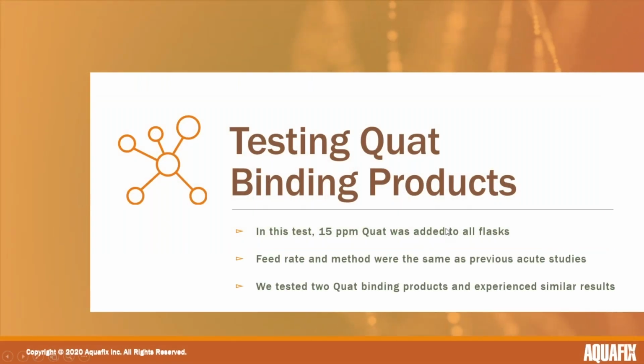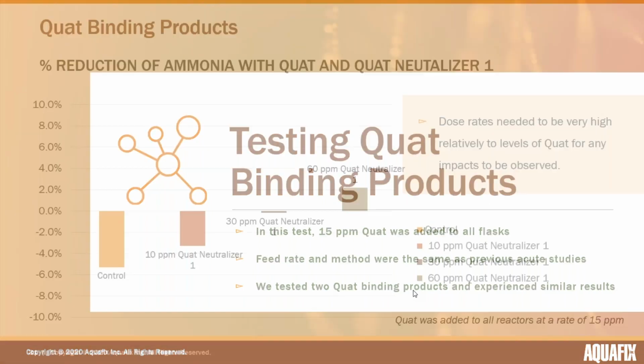So for years, we've looked at quat binding products. We probably started studying these 5 years ago. And we had a bunch of different tests. A lot of times we would mix the quat with the quat binding product, leave it sit for 15 minutes and then put it in the mixed liquor. We had a bunch of different ways, but we wanted to test these and see how well they did. We tested 2 marketed quat binding products and both the results were similar.